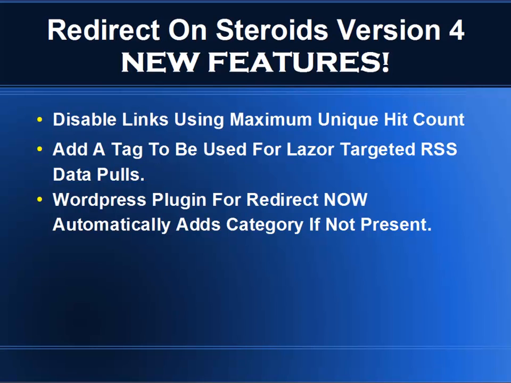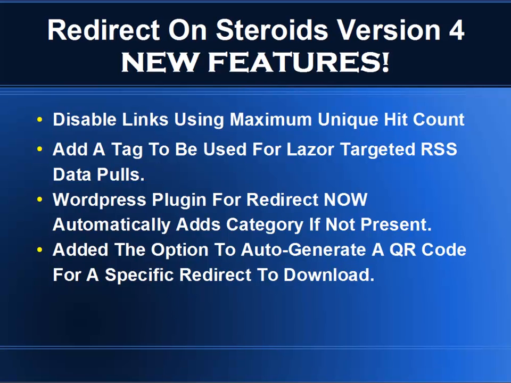Now, we've also tweaked the WordPress plugin for the redirect. It now automatically adds the category if it's not present. Before, you had to go in manually, add the category, go create your feed, and put that category in the feed. Well, you don't have to do that anymore. You can just put your feed URL in the plugin with the category in the string, and we show you how to do that. That category will automatically be created, and the post will be put into that category if it's not present. So you don't have to add your categories anymore. You just have to add the feed URLs. Very good feature for automation.